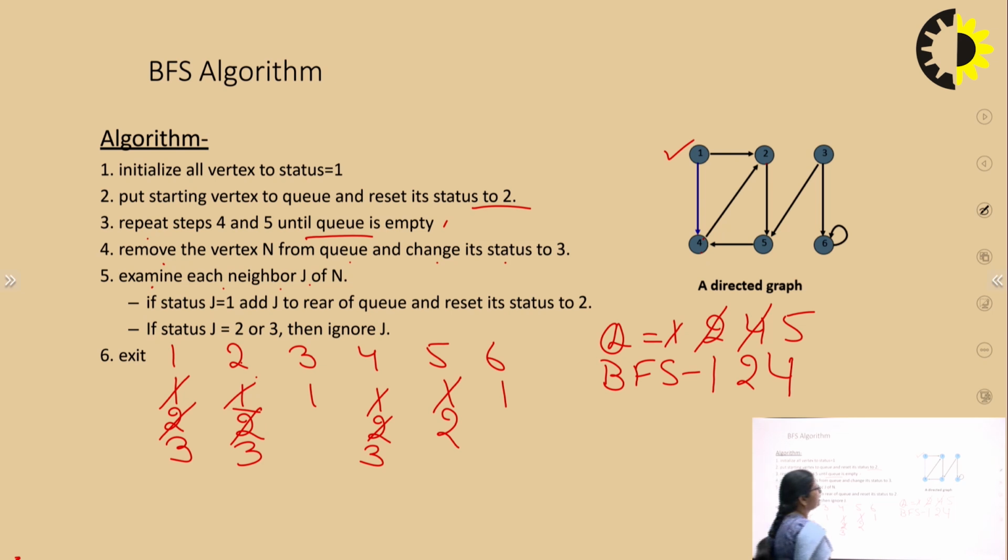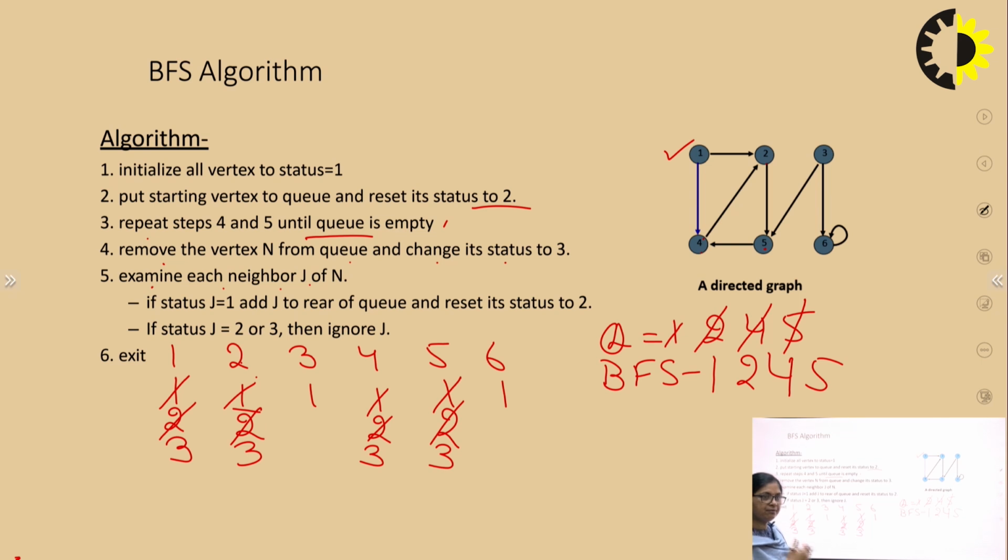Okay. Now again delete the front node, that is 5. Its status will be changed to 3. Okay. What is the neighbor of 5? That is 4 only. So 4 is already processed.